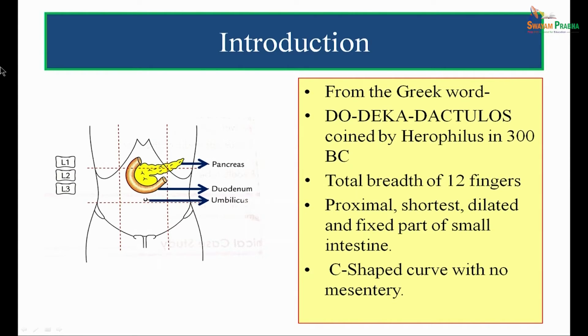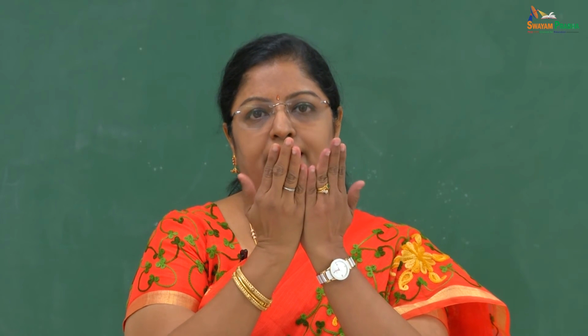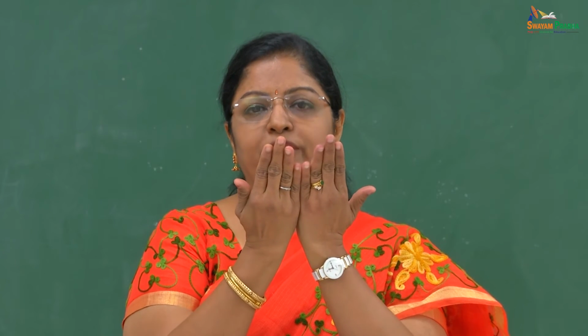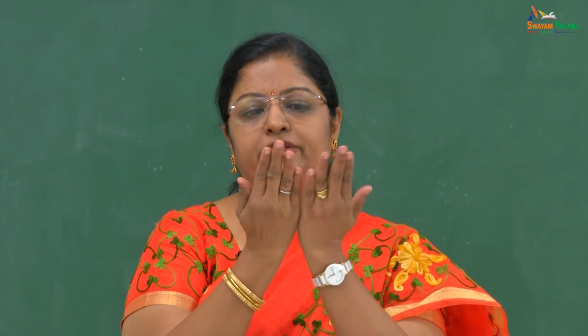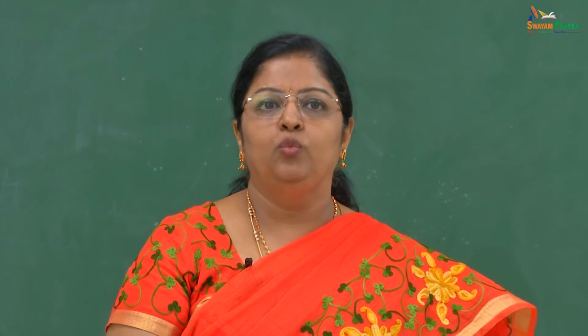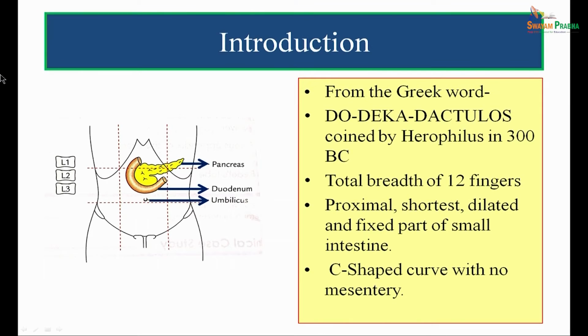So, if you take your 10 fingers of your hand, add 2 more fingers here and you count the breadth or the width of all the 12 fingers including the other 2, then that is equal to the length of the duodenum, which is about 25 centimeters or 10 inches. So, dodekadaktylos means the length of the duodenum is equal to total breadth of 12 fingers.